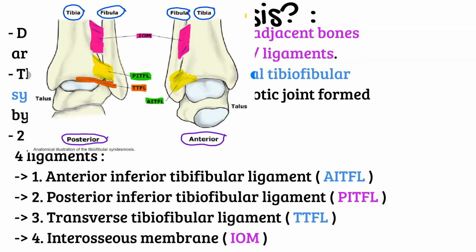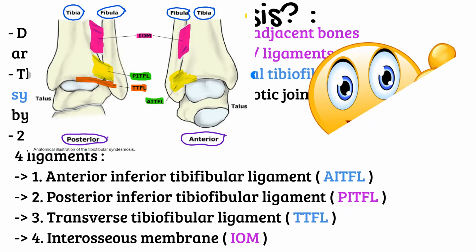The four ligaments are: 1. The anterior inferior tibiofibular ligament, AITFL. 2. The posterior inferior tibiofibular ligament, PITFL. 3. The transverse tibiofibular ligament, TTFL. And 4. The interosseous membrane, IOM. This figure shows the syndesmosis joint anatomy.